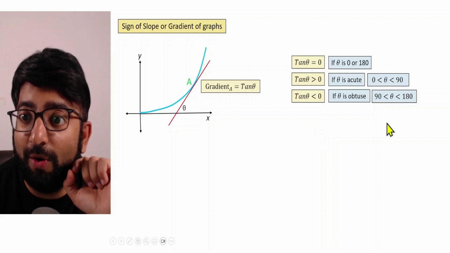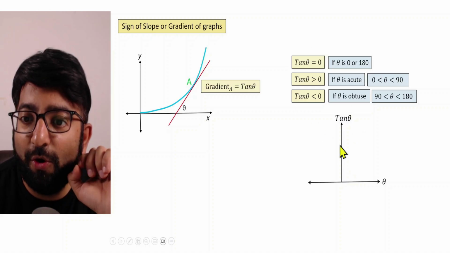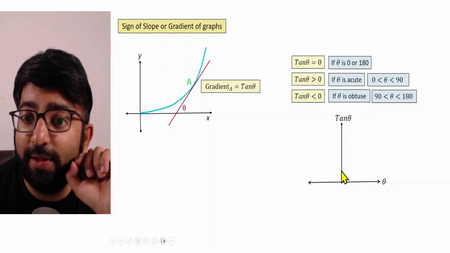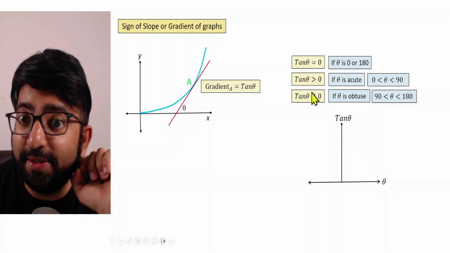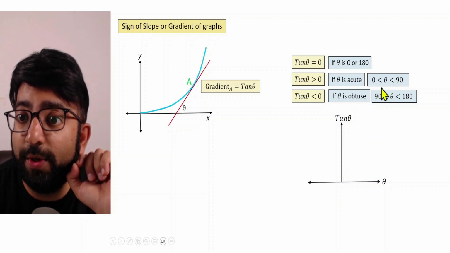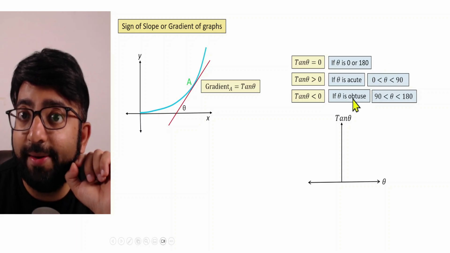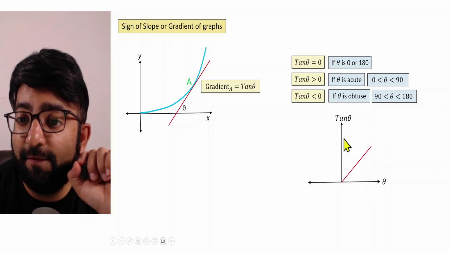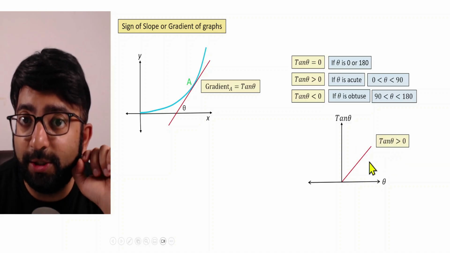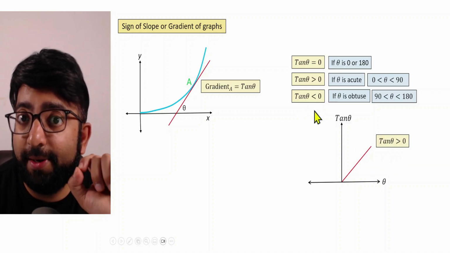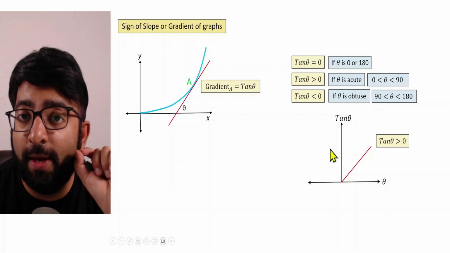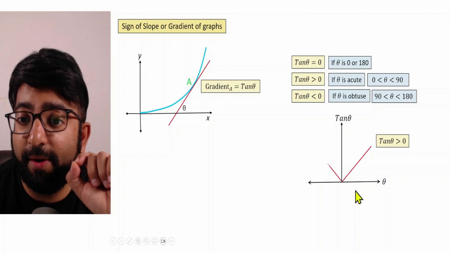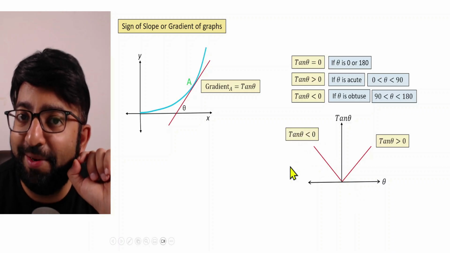Now, let us express all of this in a graphical format. Observe the axes here. The horizontal axis is the angle theta, and on the y-axis we have tan theta. As discussed earlier, if theta is acute, which means theta lies between 0 and 90, the value of tan theta is positive. Hence, if the angle lies in the first quadrant, tan theta is positive. On the other hand, tan theta will be negative if theta is obtuse, which means if the angle lies in the second quadrant, somewhere over here, then the value of tan theta will be negative.